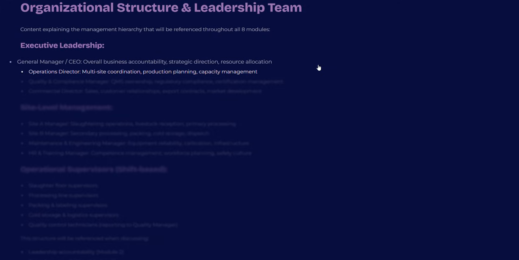for multi-site coordination, production planning, and capacity management. Then we have the quality and compliance manager, who is responsible for QMS ownership, regulatory compliance, and certification management. And in the executive team, we have the commercial director, who is responsible for sales, customer relations, export contracts, and market development.